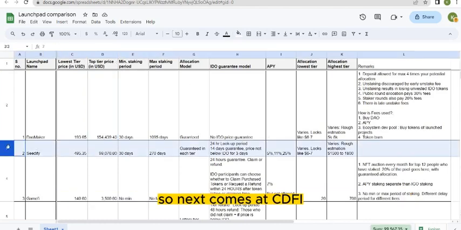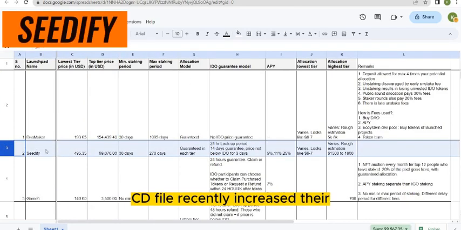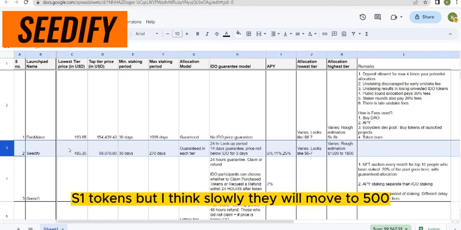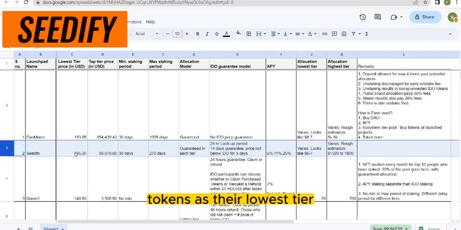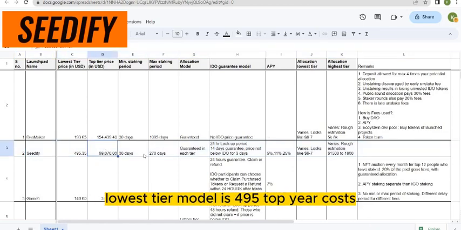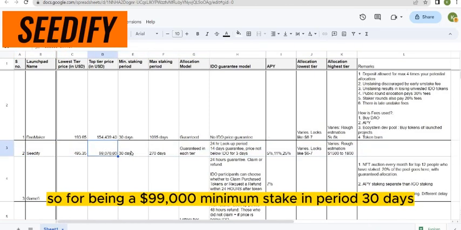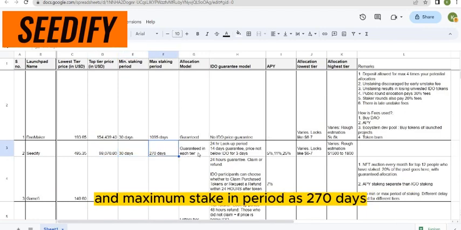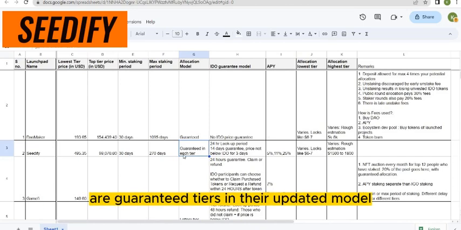So next comes Seedify. Seedify recently increased their lowest tier from 250 to 500, and although they are still supporting the lowest tier with 250 S1 tokens, I think slowly they'll move to 500 tokens as their lowest tier. So getting into Seedify, lowest tier amount is 495, top tier costs a whopping $99,000, minimum staking period is 30 days, and maximum staking period is 270 days.